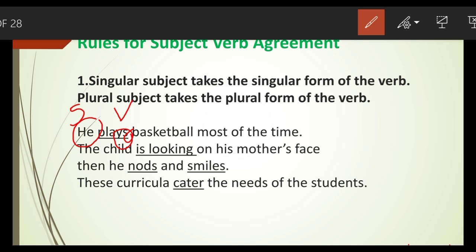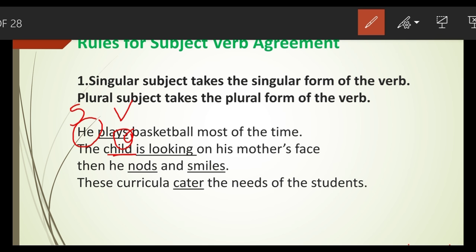So, dito, alin ba dito yung subject? Yung subject natin dito ay yung child. Ilan ba yung child dyan? Isa lang. So, singular. Kaya, ang gagamitin natin ay is looking. Is kasi singular. So, S, singular, dapat may S din yung ating verb. Yung is, yun yung singular form, while ang plural form yan ay are. Are looking, hindi naman are looking kasi iisa lang yung child natin. Kapag madami, children.